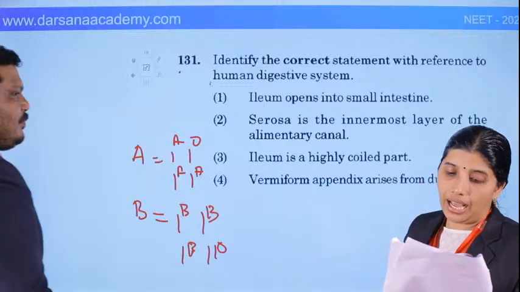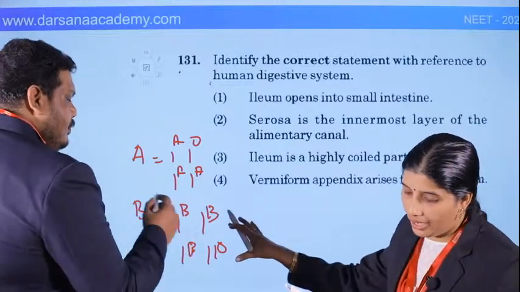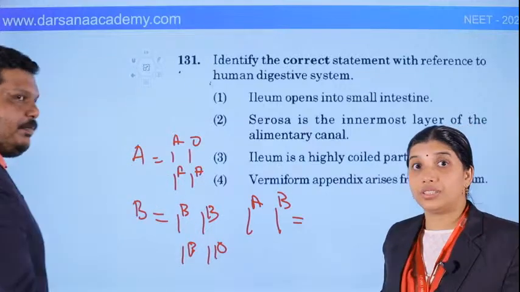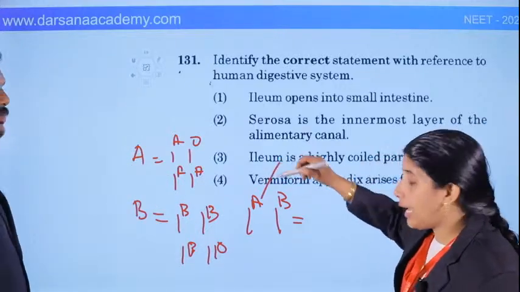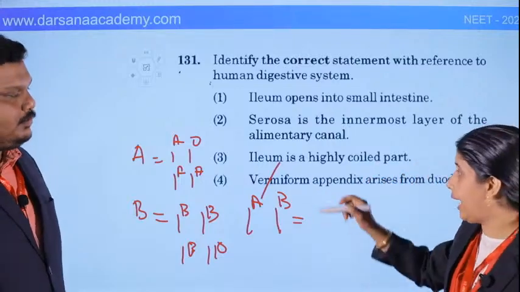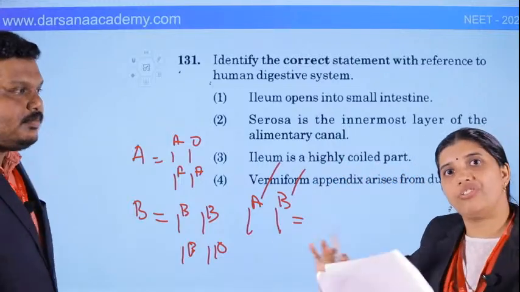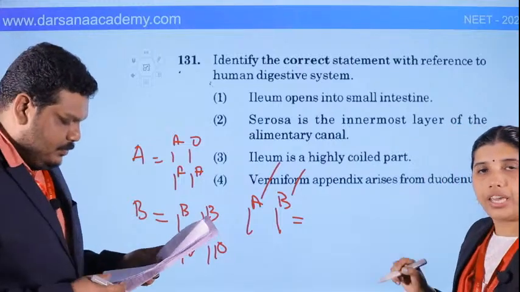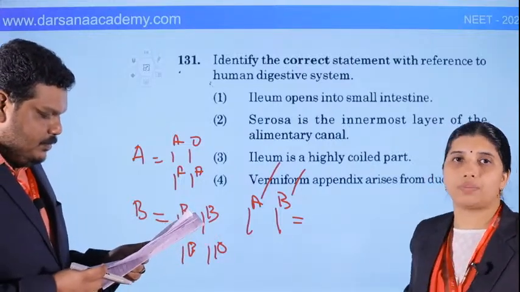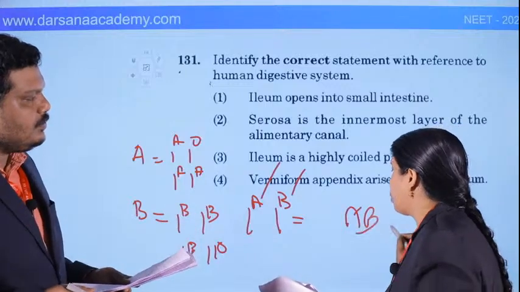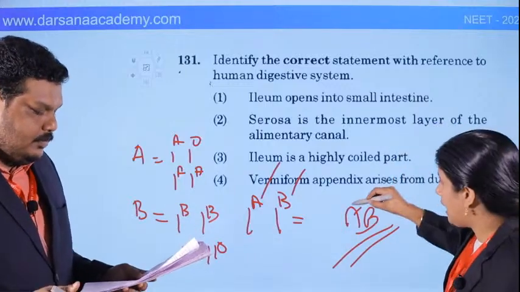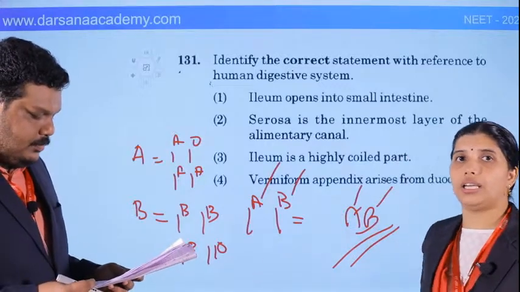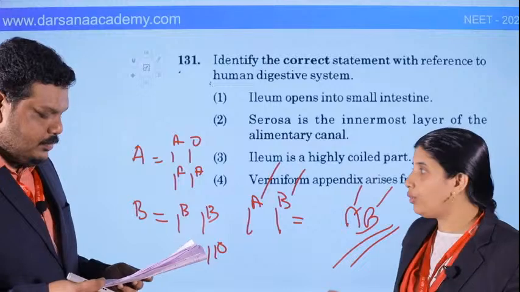What about the third statement? When IA and IB are present together, they express the same type of sugar. IA and IB do not express the same type of sugar. IA produces one type of sugar and IB produces another type of sugar. When present together, they are called codominance. If both alleles are equally dominant and expressed, it is called codominance. That is AB blood group. IA expresses one sugar and IB expresses another sugar, and both sugars are expressed on the membrane of the RBC. Therefore, that statement is wrong.